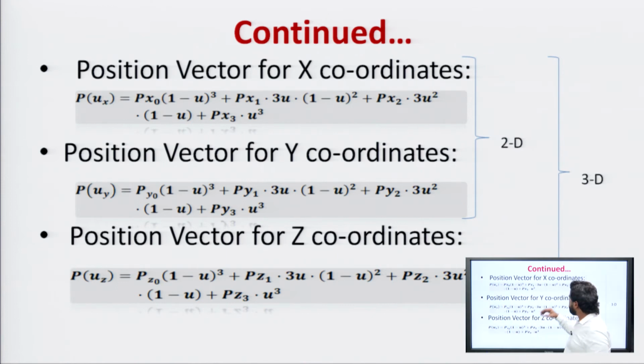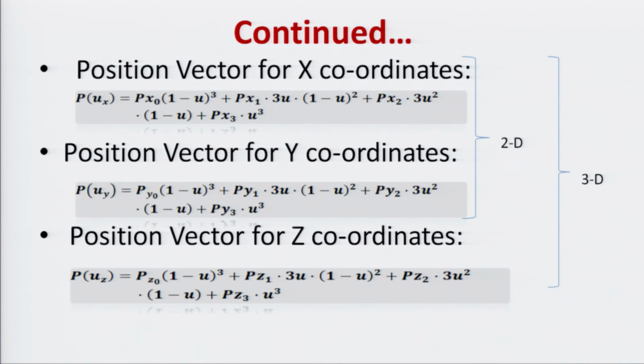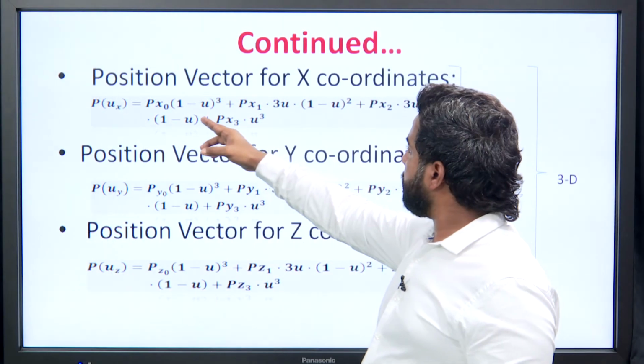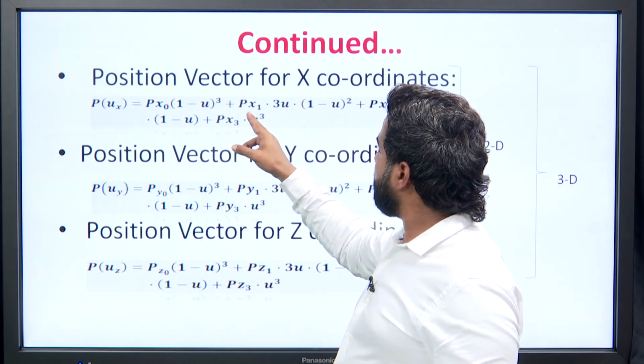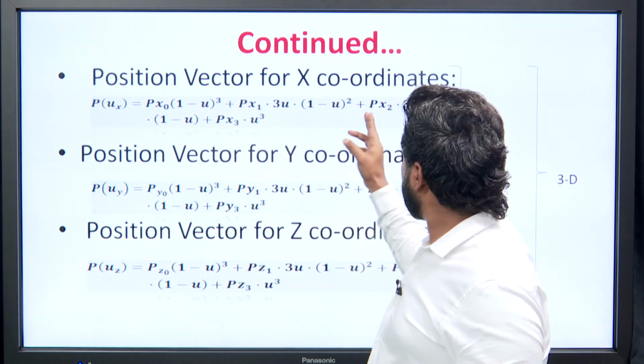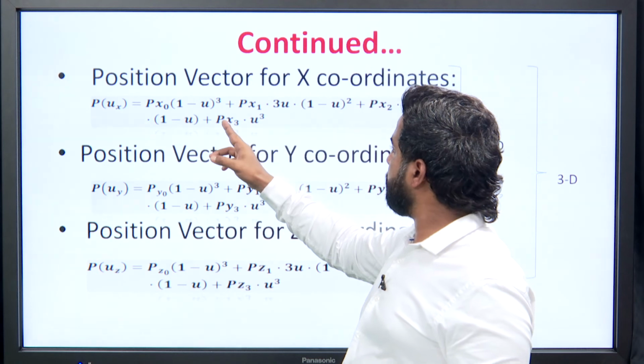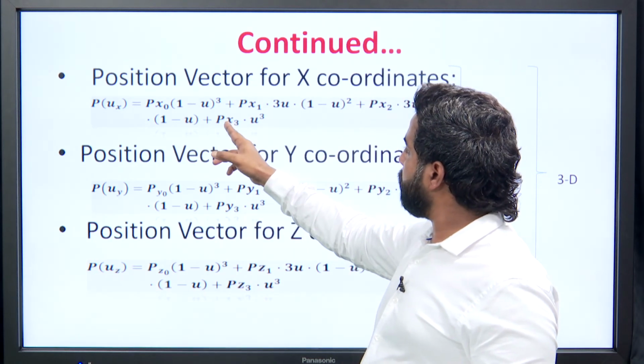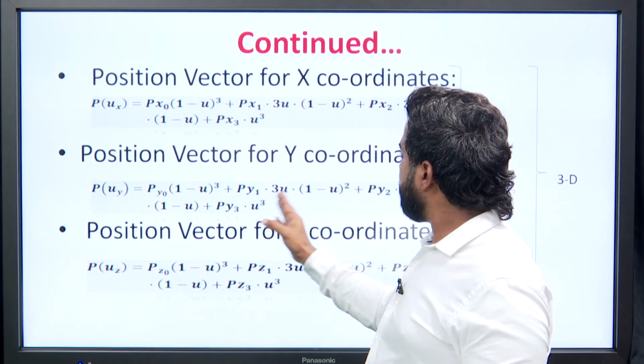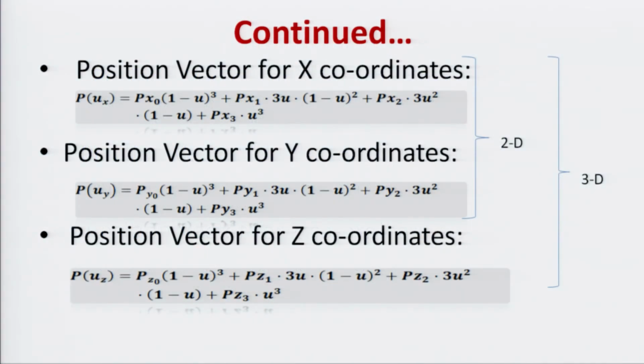the position vector for x coordinates, P(u)x. So, px naught, here we had earlier written p naught, but here we will be putting the values of px naught to calculate the position vector for x coordinates. So, everywhere p1 we have put the value of px1, here px2 and p3 we have put the value px3. Same goes for y coordinates as well, and same goes for z coordinates as well.